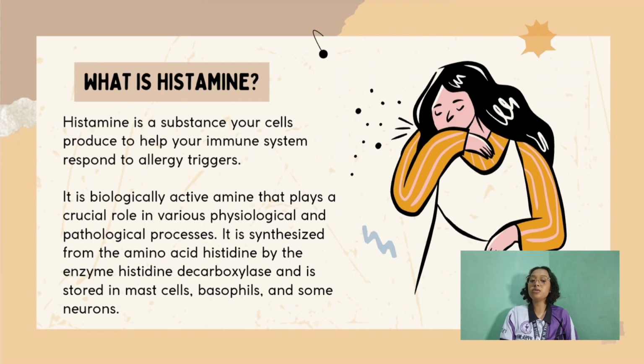Histamine is a substance produced by our cells to help the immune system respond to allergic triggers. It is a biologically active compound that plays a crucial role in various physiological and pathological processes. Histamine is synthesized from the amino acid histidine by the enzyme histidine carboxylase and is stored mainly in the mast cells, basophils, and some neurons.